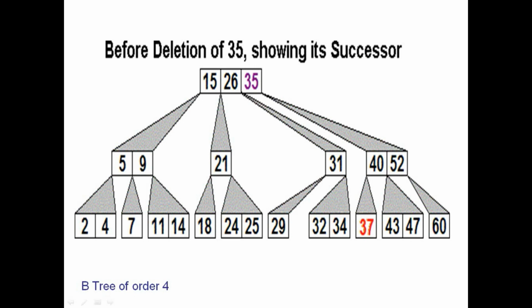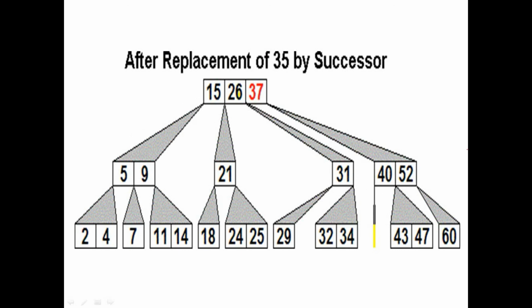Now there are some other examples of deletion. So before deletion of 35, showing its successor. What is the successor? The successor is the leftmost element of the right subtree. So the right subtree is this one. The leftmost element of the right subtree is this one. So this is the successor. You have to replace this 35 with its successor, that is 37. After replacement, this is the tree, and then here there is a blank.